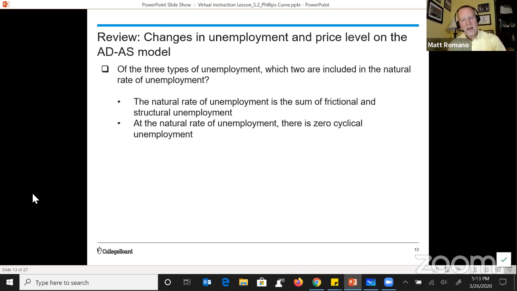But we do still have frictional and structural unemployment. You're going to have frictional unemployment. Some people are between two jobs or they just graduated from college and they're looking for a new job. We're going to have some structural unemployment. Some people just may not have the skill set that's necessary for jobs that are out there today. So those will exist even when economies are operating at the natural rate, when they're operating at full employment output. All right. So again, this was all a refresher. This is not new content.